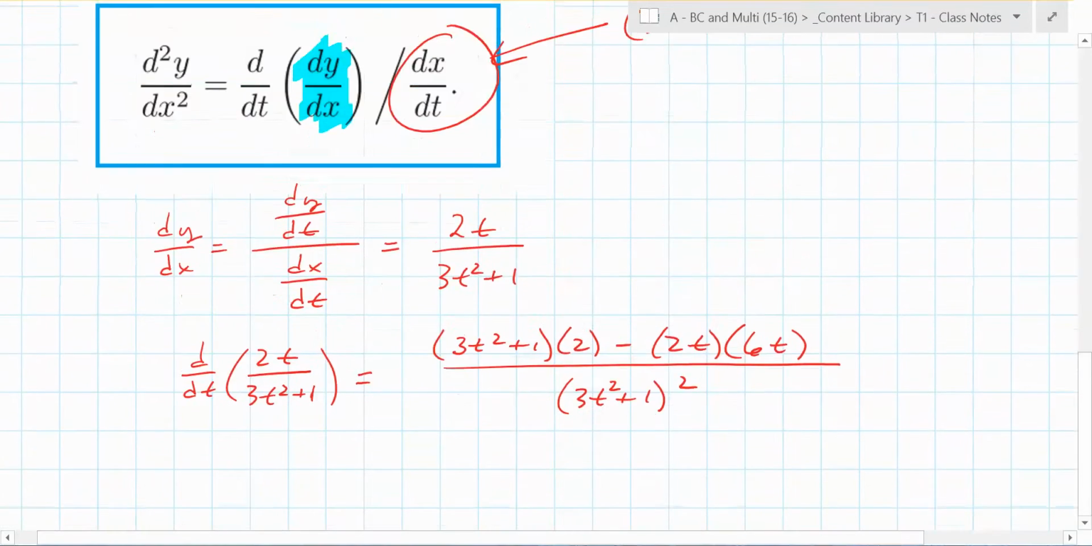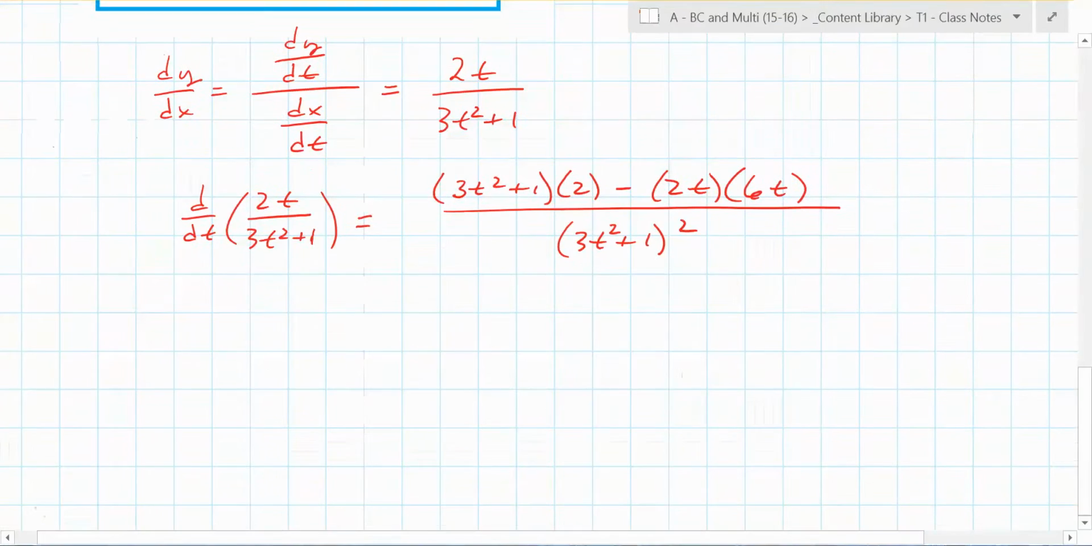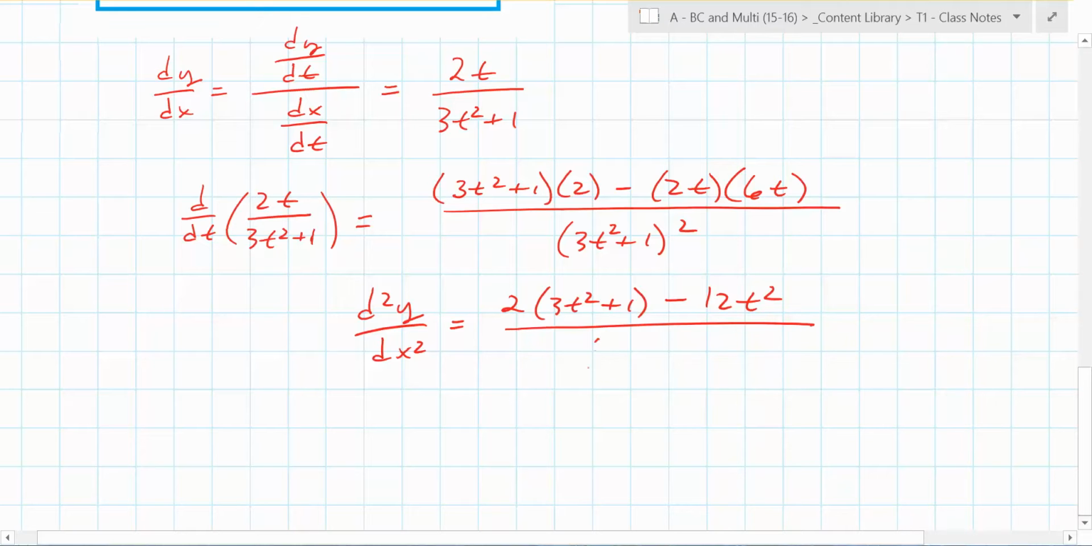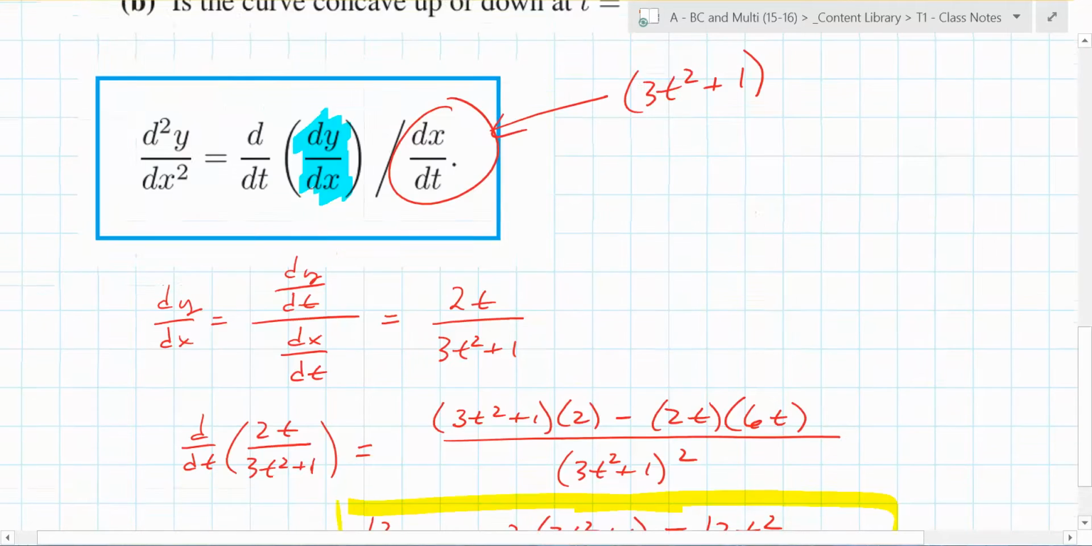So our second derivative is going to be 2 times (3t squared plus 1) minus 12t squared, all over what? 3t squared plus 1 what? Cubed. Exactly. So there's our second derivative. Excellent. What does it ask us next?